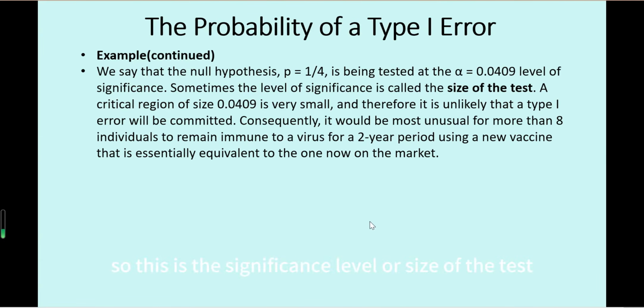So this is the significance level, or size of the test, or type 1 error, or the critical region. These are the same thing, alpha, right? So we hope this alpha is as small as possible. In most hypothesis testing, we just take 0.05 as the critical level. If we are less than 0.05, then we reject it. Otherwise, we do not reject it.